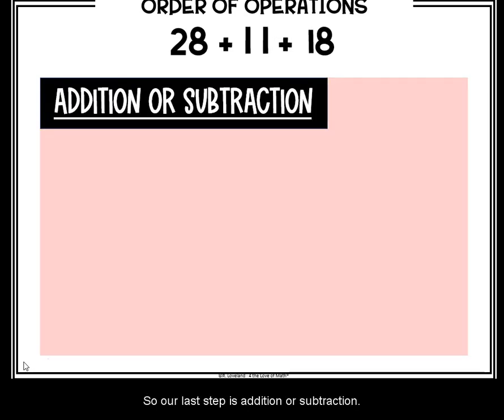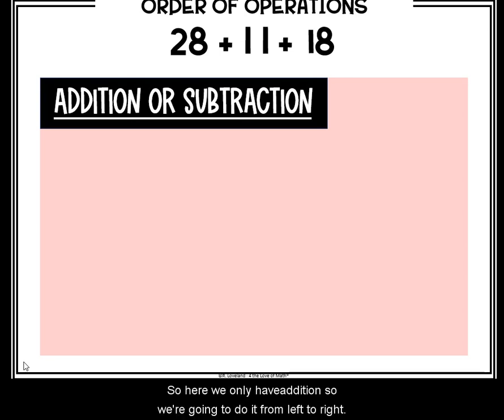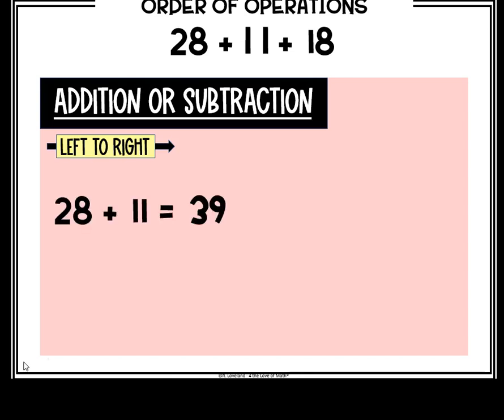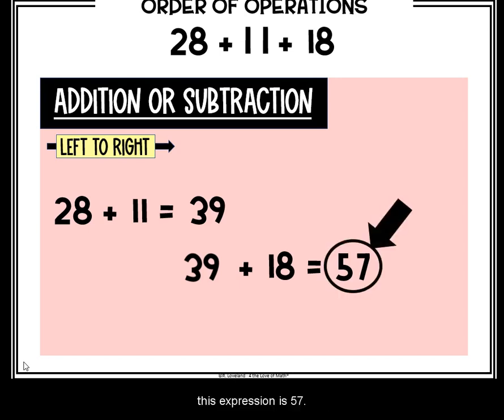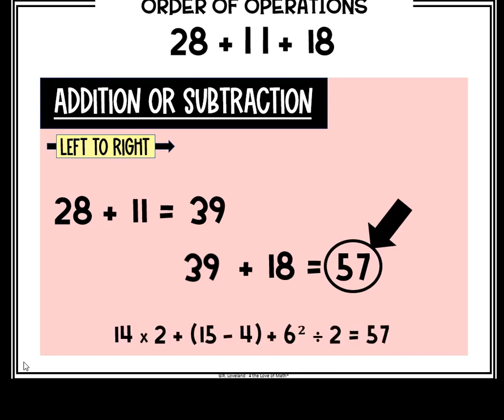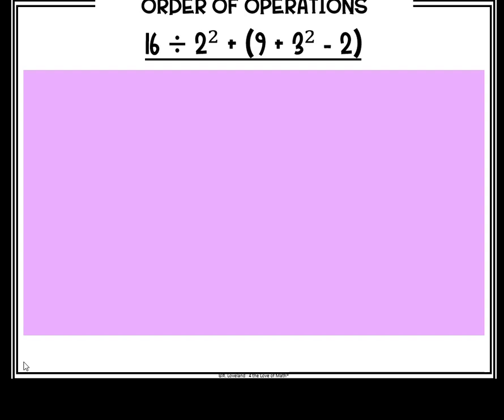So our last step is addition or subtraction. Here we only have addition. So we're going to do it from left to right. We're going to do 28 plus 11, which is 39. We're going to add 18, and we're going to find our final answer. The most simplified version of this expression is 57. So we simplified this expression by doing order of operations. We did the parentheses first, we did the exponents, we did multiplication and division, and then we did all the addition, and we found out the answer is 57.